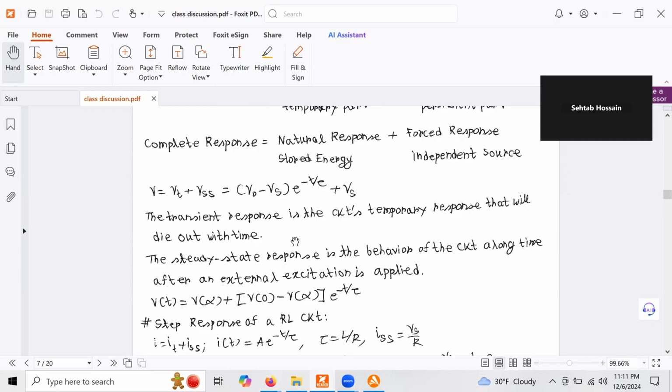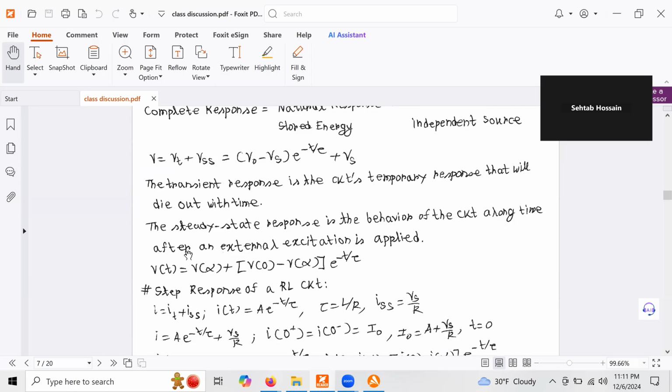The transient response is the circuit response that will die out with time. After several time constants, this response will die out. The steady state response is the behavior of the circuit a long time after an external excitation is applied. That external excitation is actually these DC sources. So this is our complete response expression.